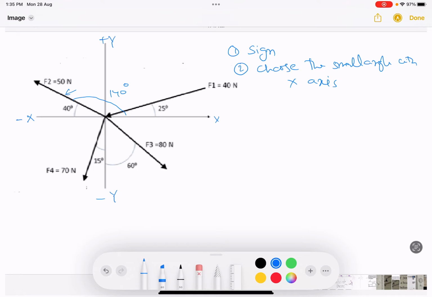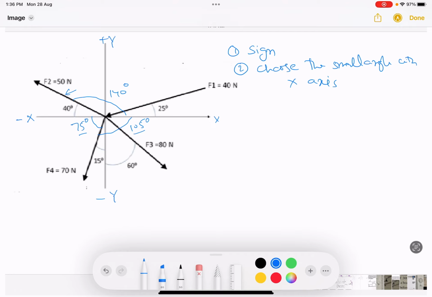Or consider force F4. F4 is making 15 degrees with y axis, and it is making 90 minus 15, which is 75 degrees with x axis, and it is also making 180 minus 75, which is 105 degrees with x axis. Now what the second rule says is that you should choose the smaller angle which the force makes with x axis. So with x axis it makes two angles, 105 degrees and 75 degrees. So you will choose 75 degrees, right?